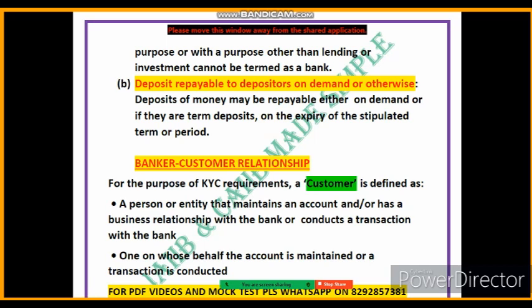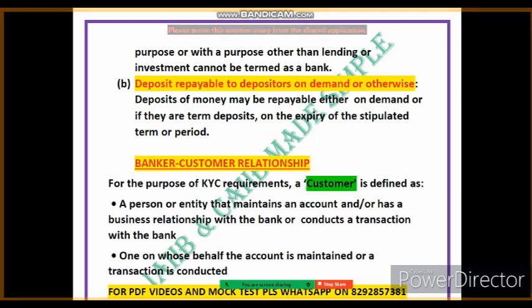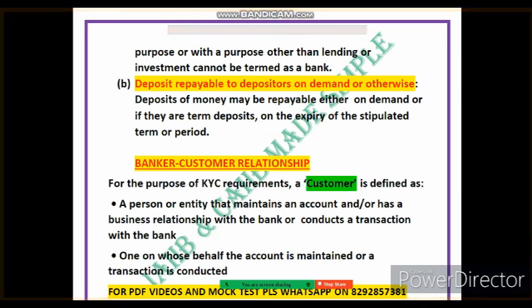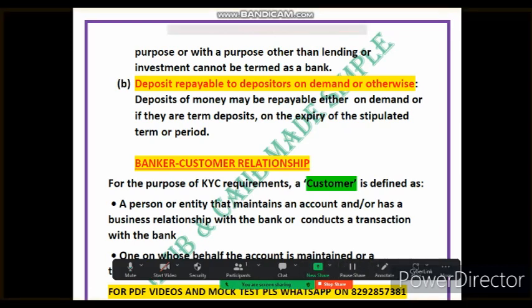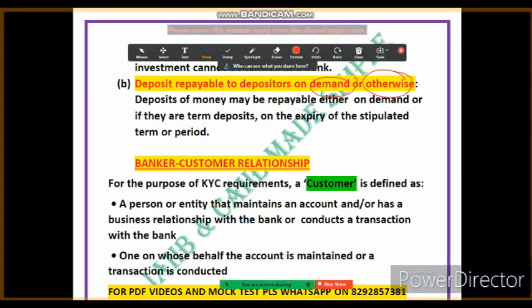The next point explained here is acceptance for the purpose of lending or investment. We have discussed all this. Okay. The next thing is deposit repayable. You see here it is written, deposit repayable to depositor on demand or otherwise. So this is also an essential part of the definition.